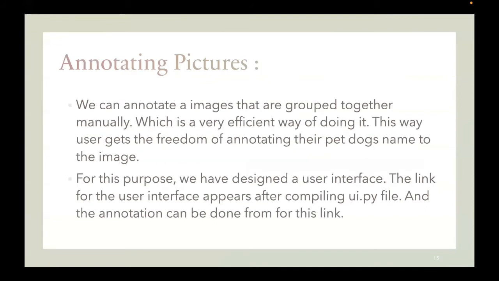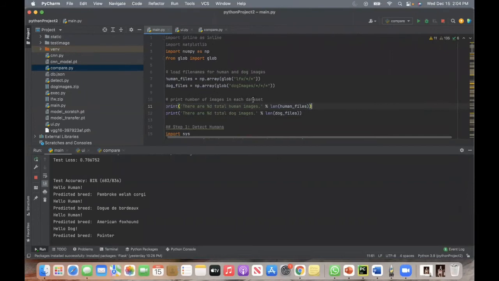We can manually annotate the images from this user interface. There is still a very large scope for implementation of grouping of pictures together using feature extraction of dogs. Let us take a look at how the code works. This is the code that I have designed in the Python language using an application called PyCharm.